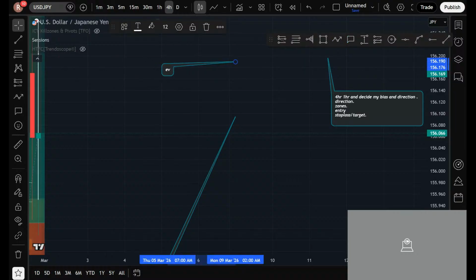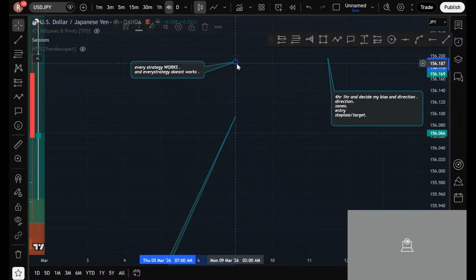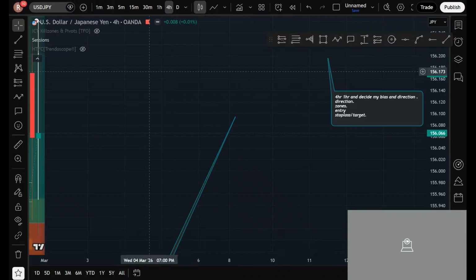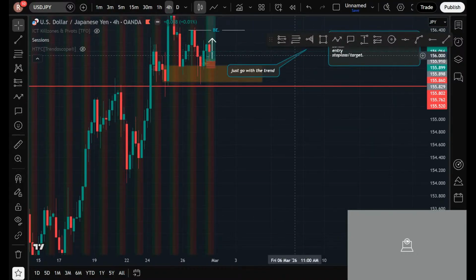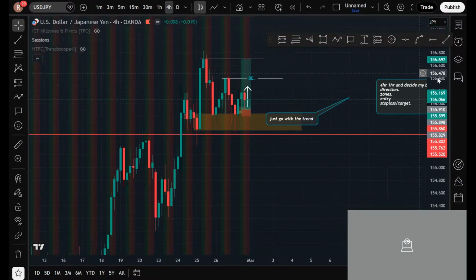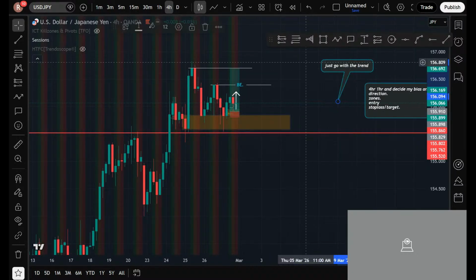I'll tell you one thing: every strategy works and every strategy does not work. What I mean by that is the ICT concept may work for you, but that won't work for me. Maybe SMC works for you, that won't work for me. Maybe support resistance works for you, but not for me, because of the way I trade and treat support resistance.